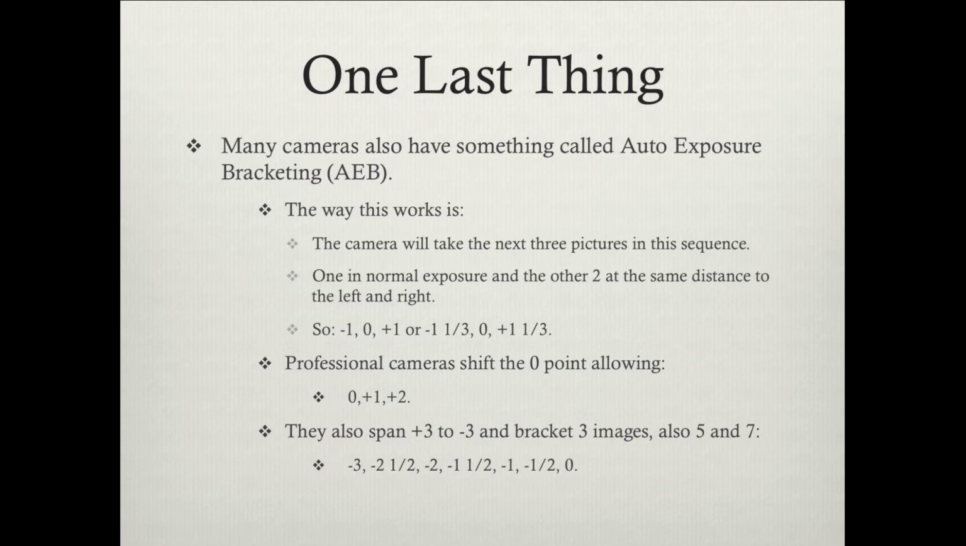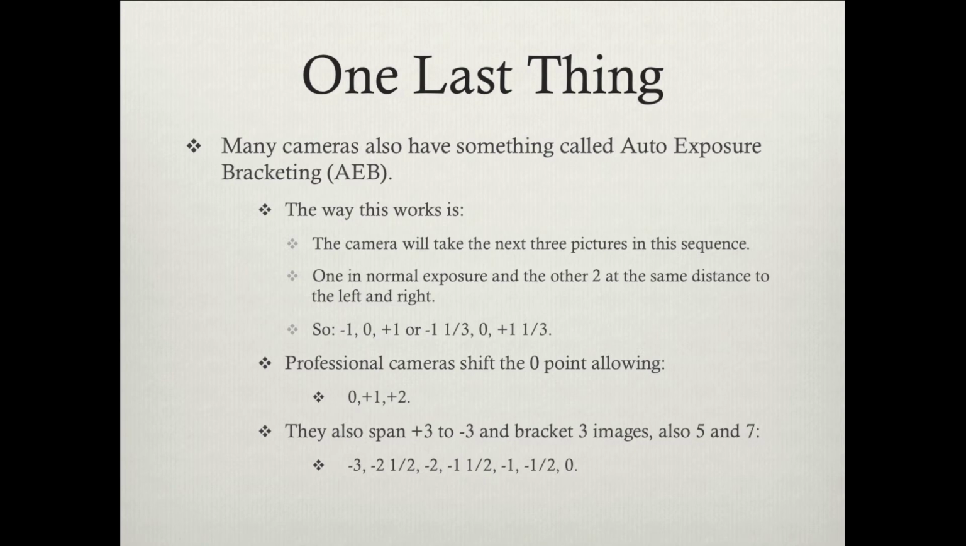Okay, so minus a third, 0, plus a third. It couldn't be minus a third, 0, plus 2/3. Okay, and so you can do that. And then there are cameras that even get more sophisticated, and you can shift the center point so that it's no longer 0. In that case, you can have something like that. Here the center point is +1, and then you have to go the same amount of distance to both sides, and that way you end up with 0, plus 1, plus 2.